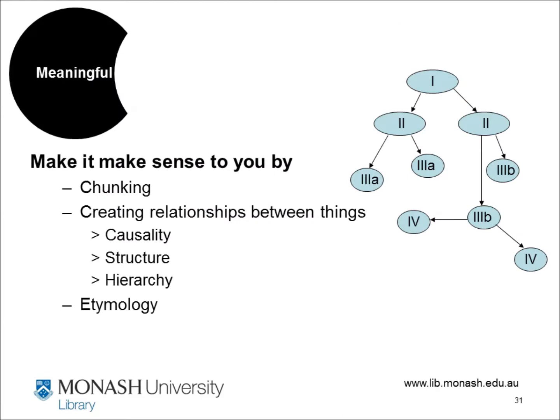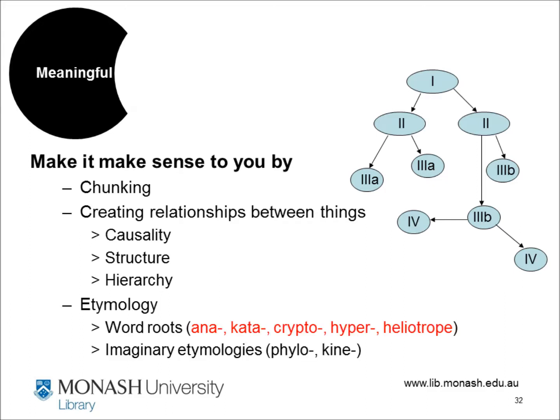Another thing that can be helpful is etymology, the knowledge of how a word was created. In the sciences, many words contain Latin and Greek prefixes and suffixes. The prefix ana means up or above, so anabolic will mean an increase in metabolism. Kata means down, cation is a negatively charged ion. The word crypto will mean hidden, cryptomnesia is hidden memory.